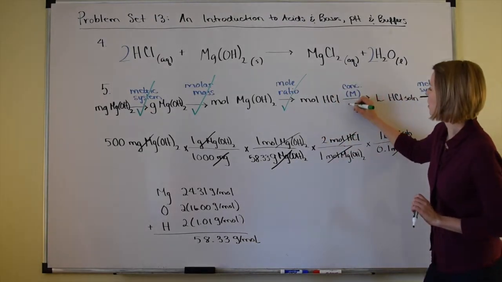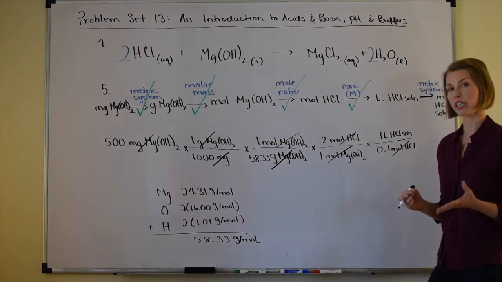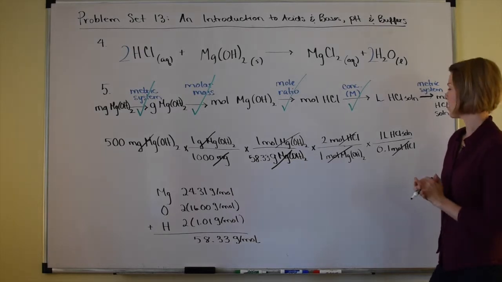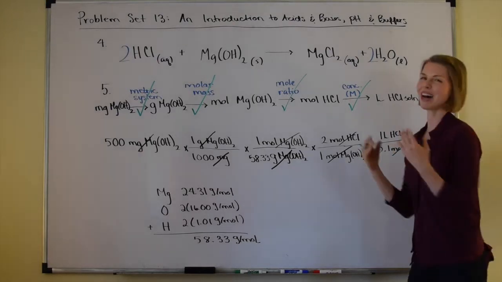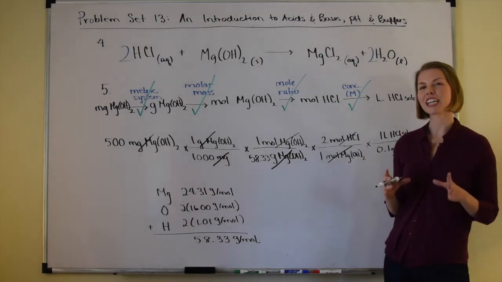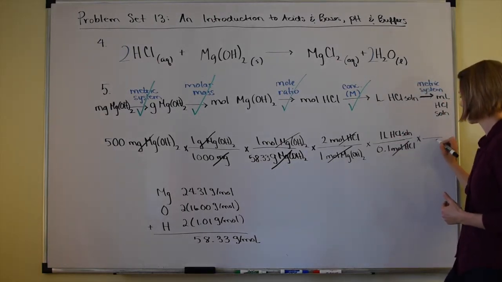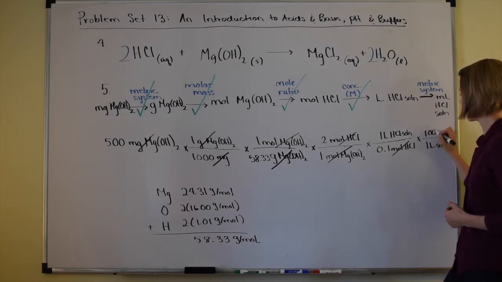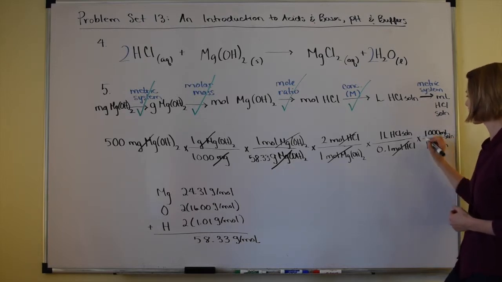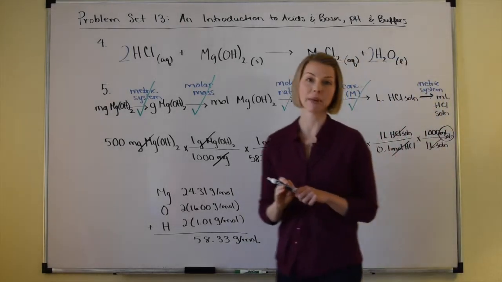So I just did this step here. I figured out how many liters of my 0.1 molar solution would be required in this reaction to react with my 500 milligrams of magnesium hydroxide. I'm still not done because I don't want my final answer in liters. I want it in milliliters. So one last step. In every 1 liter of solution, there are 1,000 milliliters. All right, S-O-L-N, I'll squeak it in there. Liters cancel. My final answer will have units of milliliters.